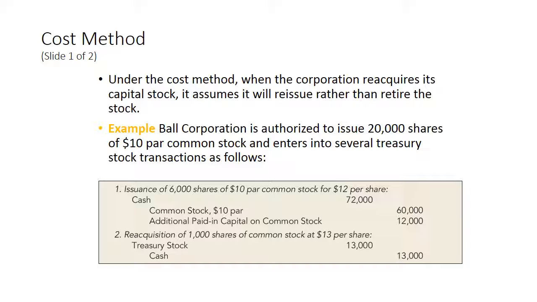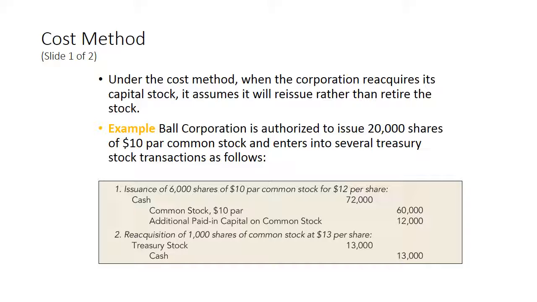So here's an example. Ball Company is authorized to issue 20,000 shares of $10 par common stock and enters into several treasury stock transactions as follows. The first transaction is when they originally sell 6,000 shares. So we show this to you so you don't think they're just pulling stock certificates out of the safe. No, they're physically buying shares of stock they've already sold into the market. So here they are selling them. They debited cash when they sold them for $12 a share. They sold 6,000. They debit cash for 72,000. They'll credit common stock for 60 and the excess to additional paid in capital common stock.